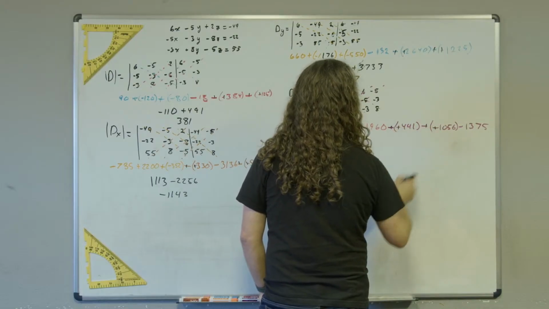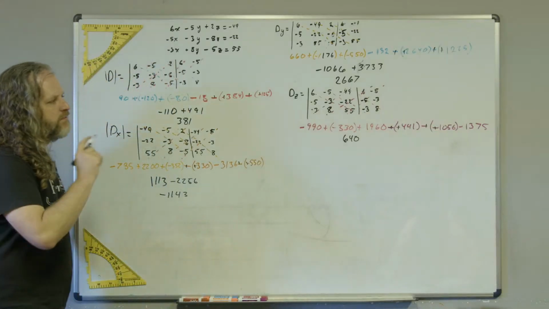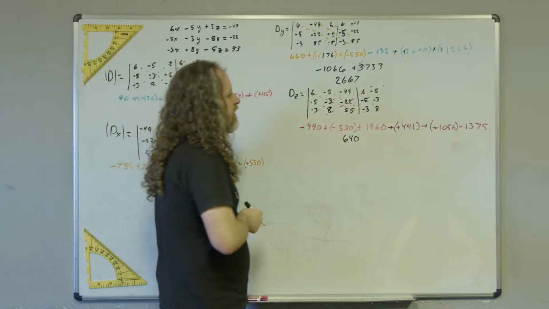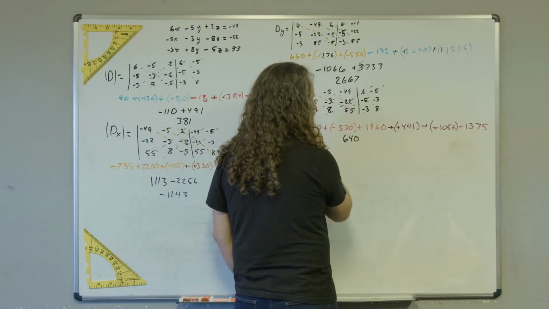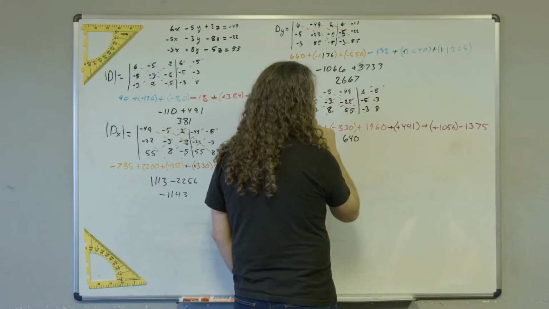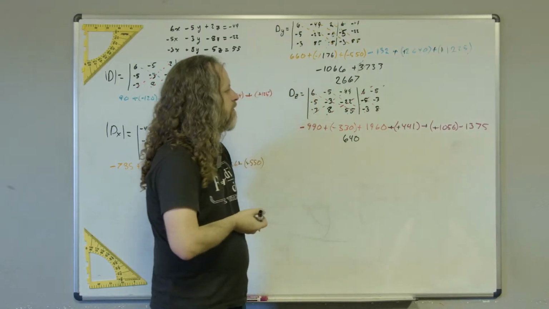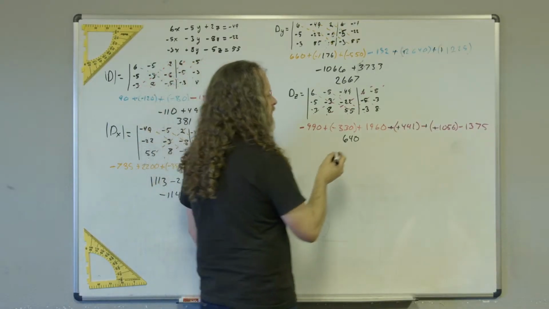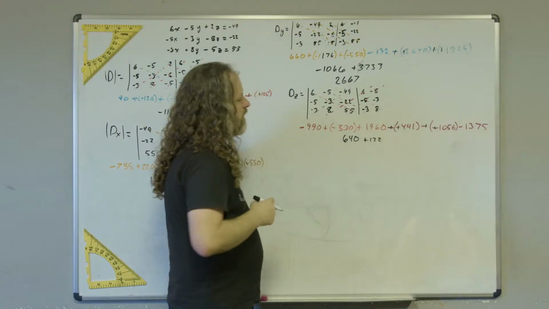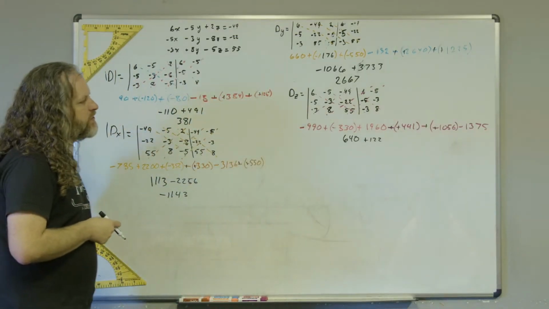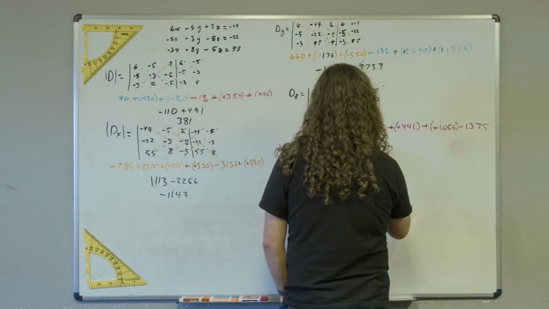Ka-chink, ka-chink, ka-chink. 441 plus 1,056 minus 1,375. Negative 122. Are you sure it's negative? It seems like it should be positive. Oh yeah, it is positive. Positive 122? Yeah. And then 640 plus 122, 762. Easy peasy.